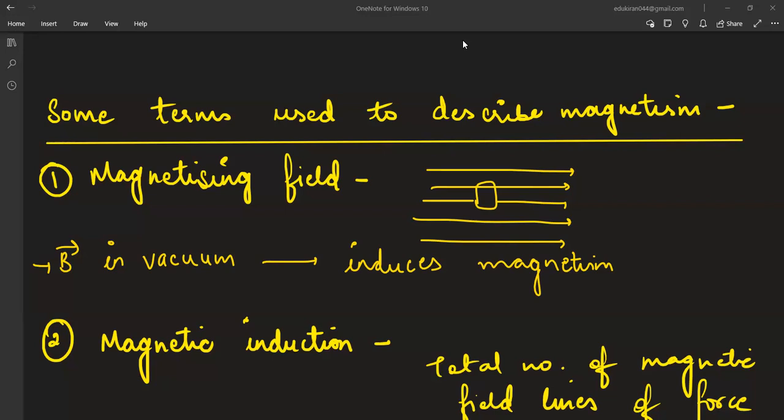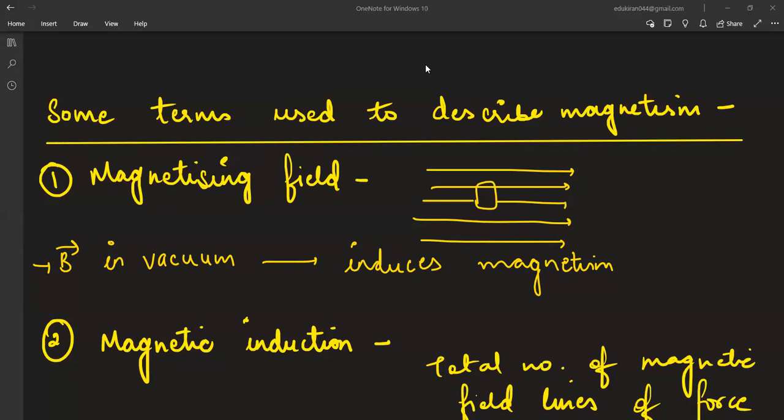Separate question. But in the question, it can be mentioned. So you should just have an idea. Among these, some terms are very important that I'll mention. Now, magnetic field which is present in vacuum, air or vacuum, in that medium.